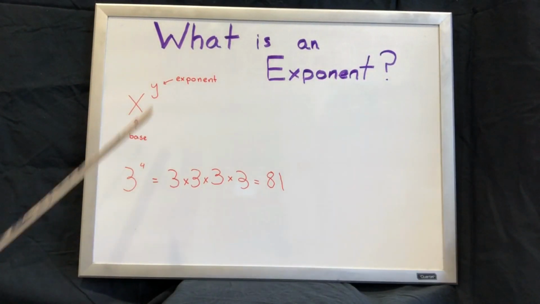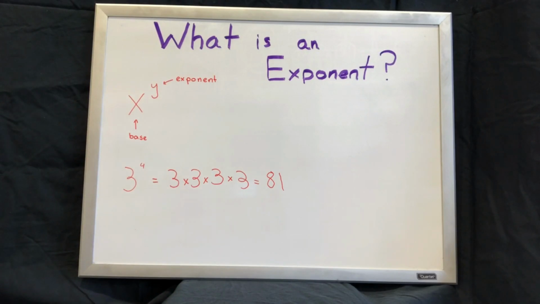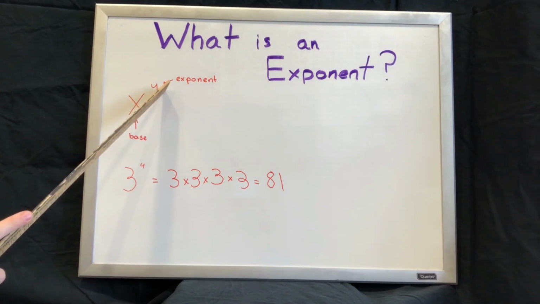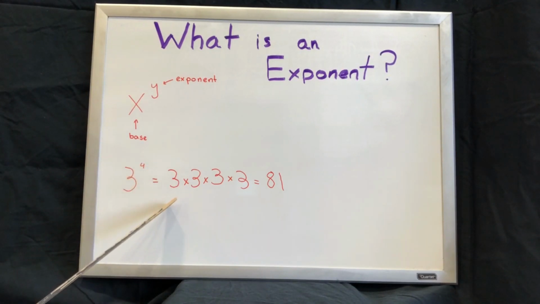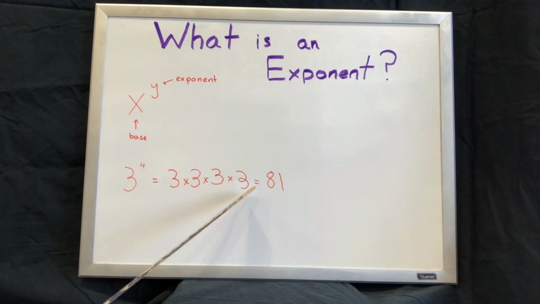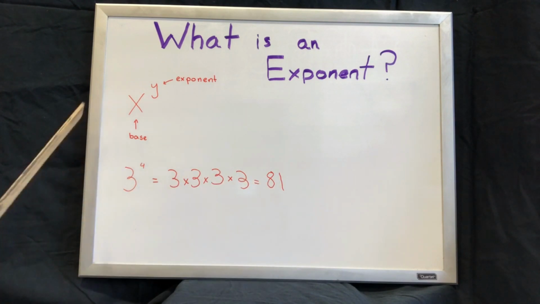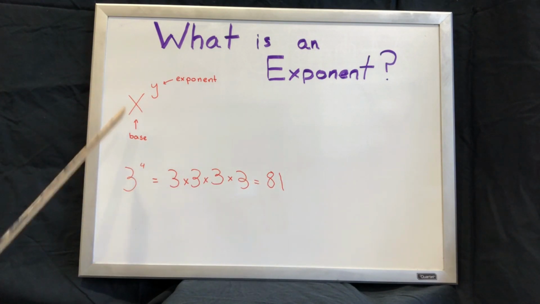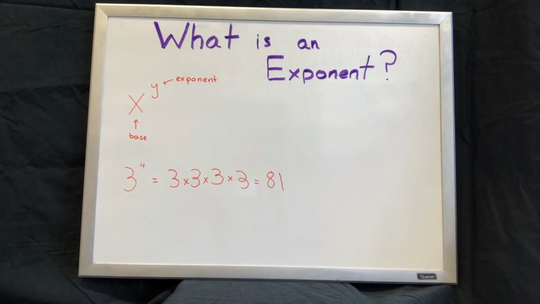So we see exponents written as x and then a superscript y. Now these aren't always one number, sometimes they're expressions, but in general, this means that x is multiplied by itself y times. If x was 3 and y was 4, we multiply 3 by itself 4 times. 3 times 3 times 3 times 3 equals 81. So 3 to the 4th power equals 81. In an exponent, x is called the base and y is called the exponent, or the power.